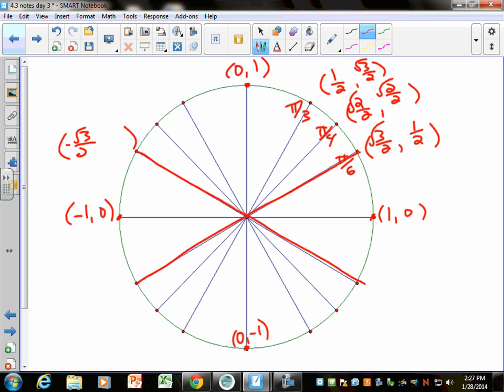Negative square root of 3 over 2, 1/2. Down here is just going to be negative square root of 3 over 2, negative 1/2. And over here is going to be square root of 3 over 2, negative 1/2.